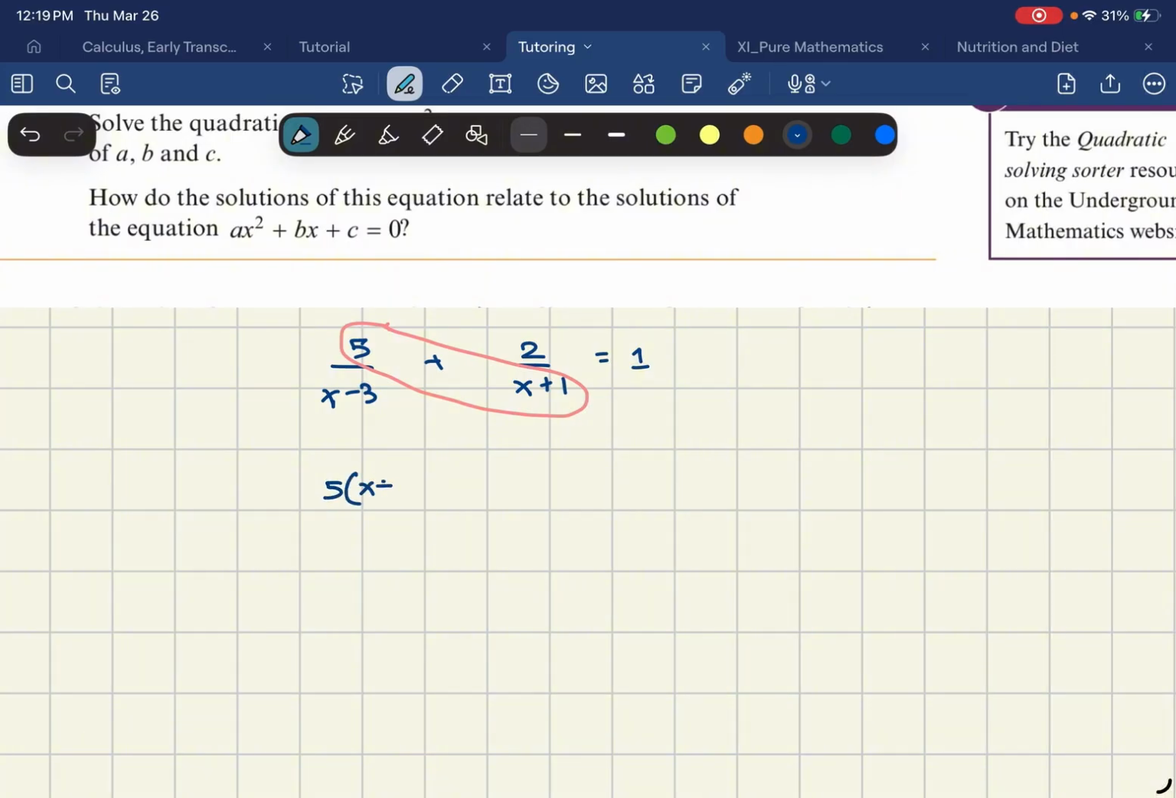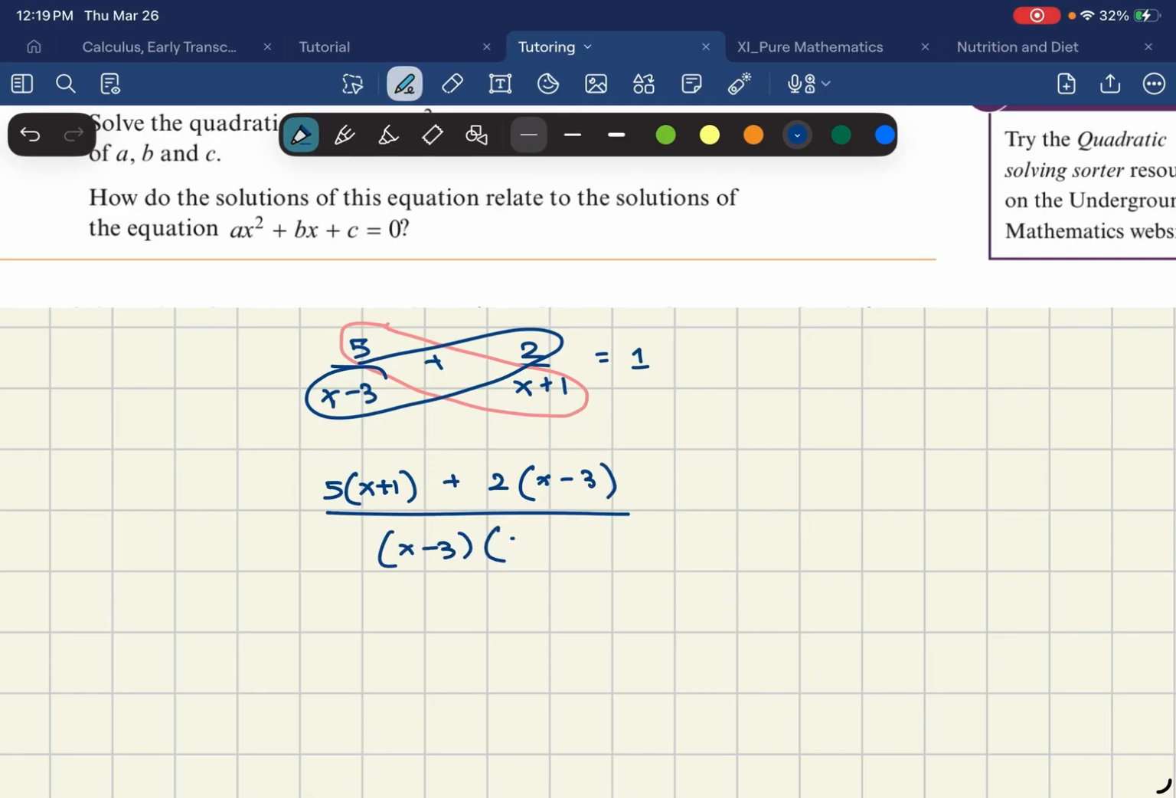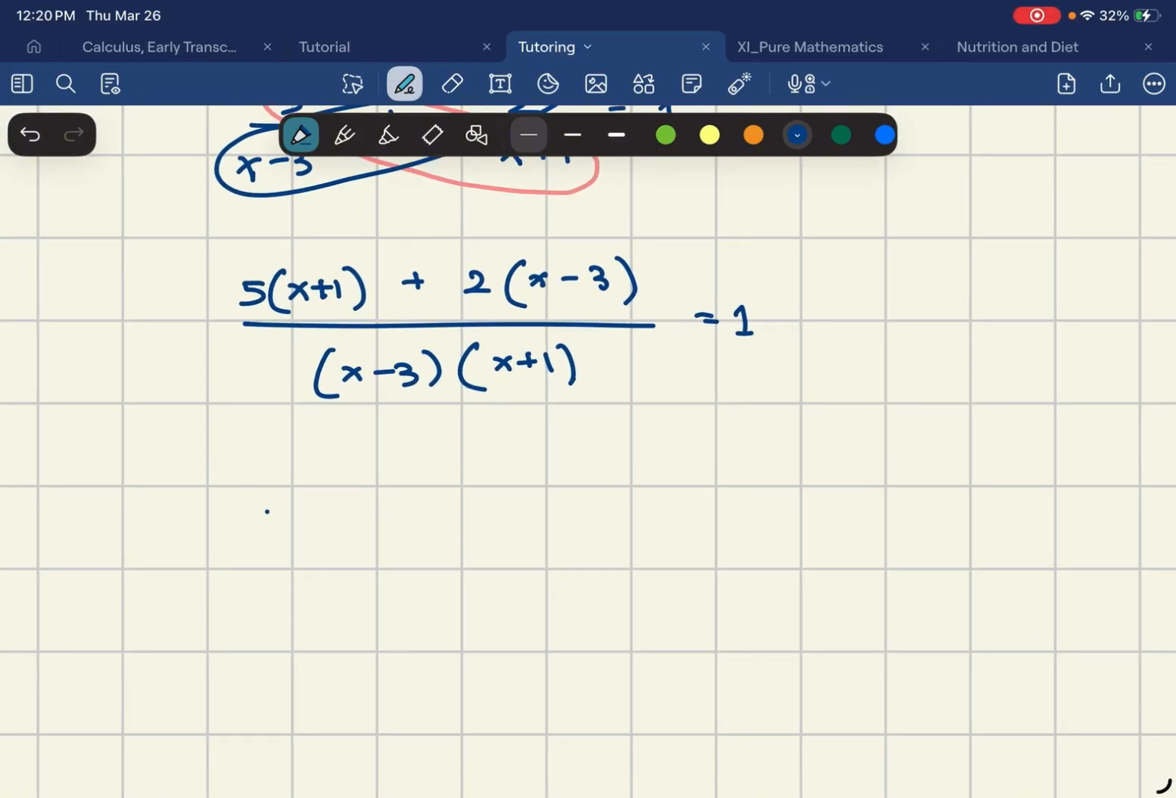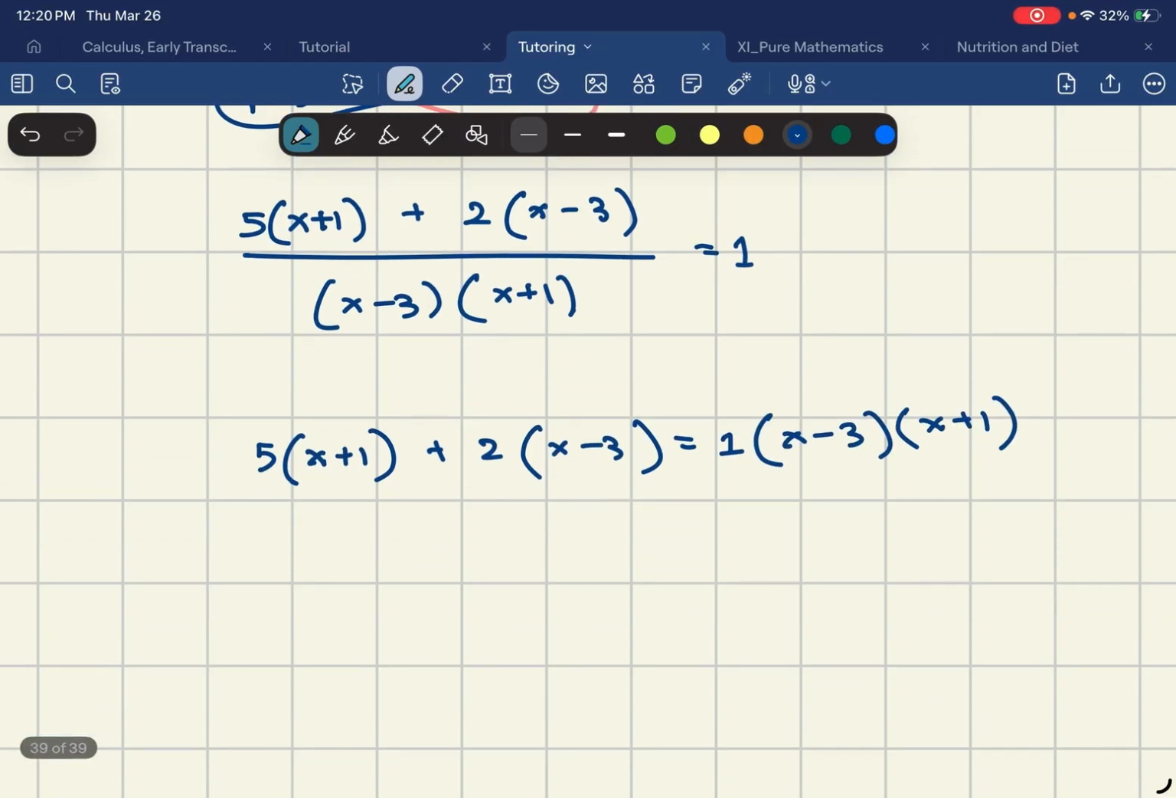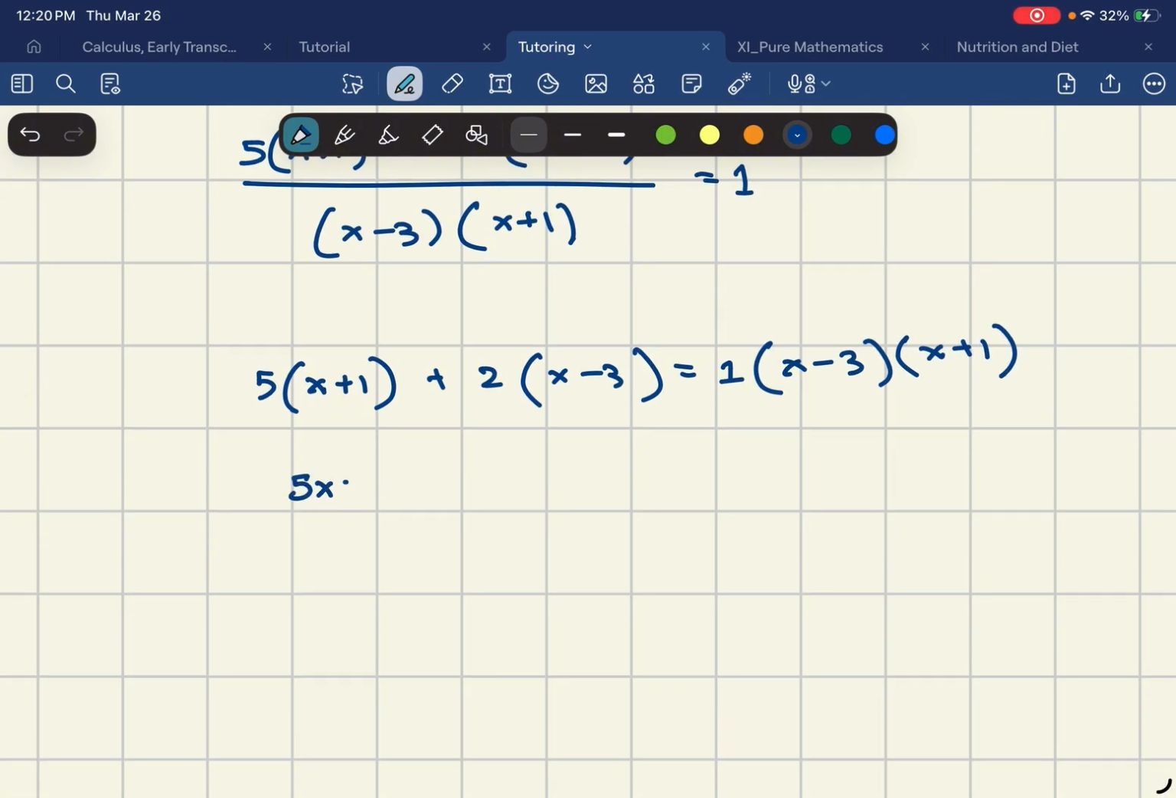5 multiplied by x plus 1 plus 2 multiplied by x minus 3, and then you multiply your denominators together, equals 1. And then I multiply by this denominator on both sides. So I have 5(x plus 1) plus 2(x minus 3), and on the right hand side I get 1 times the denominator. So I'm just taking the denominator to the other side. And with this I get 5x plus 5 plus 2x minus 6.